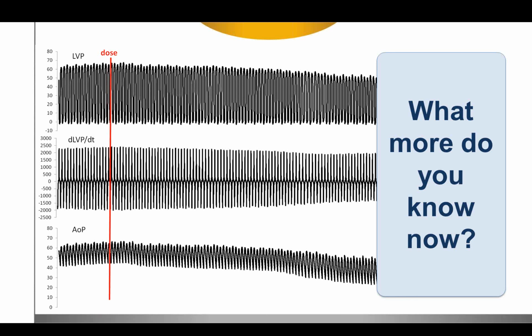So what do we know from analysis of that curve? Do we know any more about contractility? No, because all of the parameters measured are affected by preload, afterload, as well as contractility. So we don't know the effect of the test article on contractility.